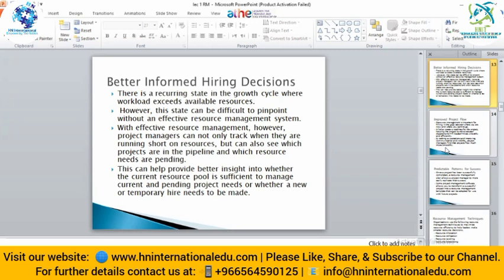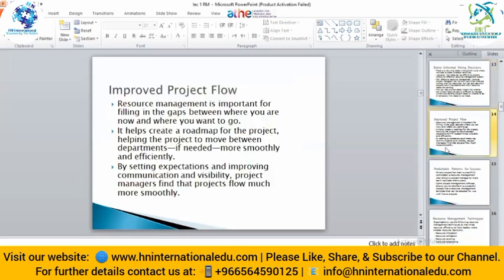So we can hire an employee on daily wages. We can hire visiting persons inside our organization on a temporary basis, or we can take that resource on rent, such as a machine. So we have to go through these situations. It will improve the project flow. Resource management is important for filling in gaps between where you are now and where you want to go.